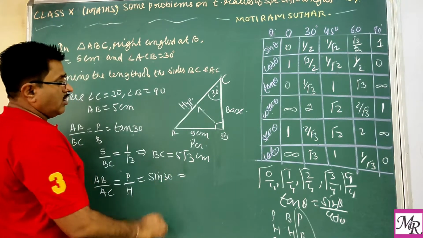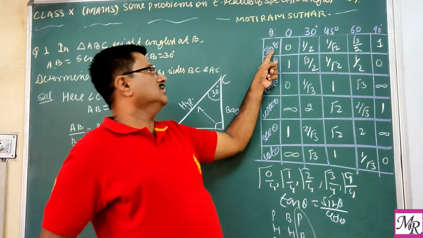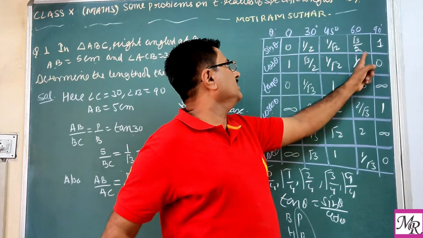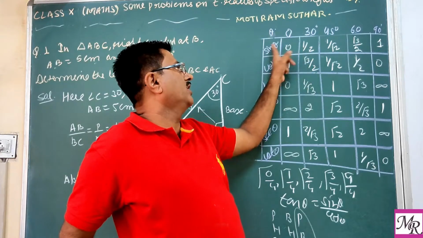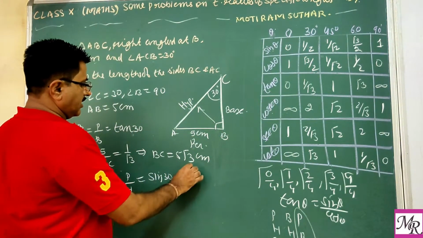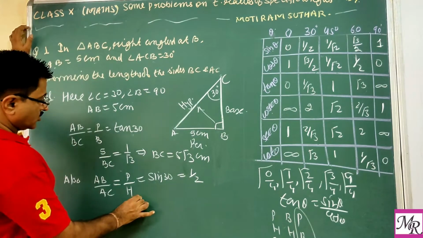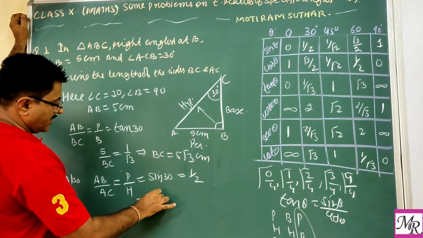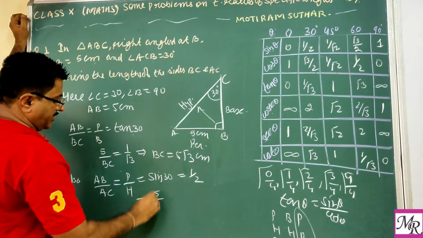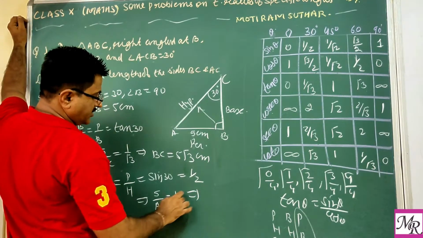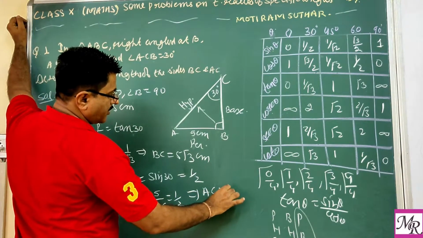Now the value of sin 30, again see the table. The row of sin and the column of 30, that is 1 by 2. These two match, so the value of sin 30 is 1 by 2. So now P is already given as 5, and H, that is AC, we want to find. Now cross multiply, so AC equals 10 centimeter.